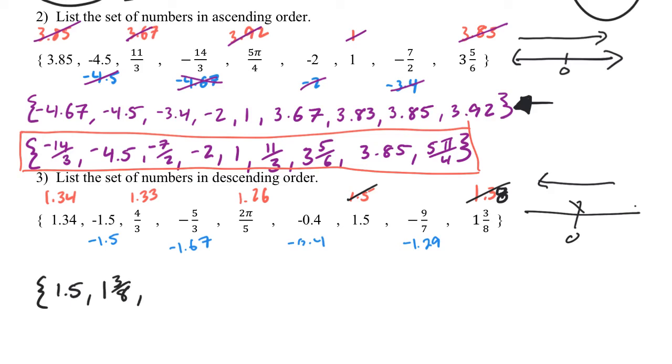All right. 3 numbers remaining. We're going to keep playing this game. What's biggest? Out of the 3 numbers remaining, 1.34 is the largest. And again, what's the largest? 1.33, which was the rounded version of 4 thirds. And we're left with one last one, which is going to come next, which was our 2 pi over 5.